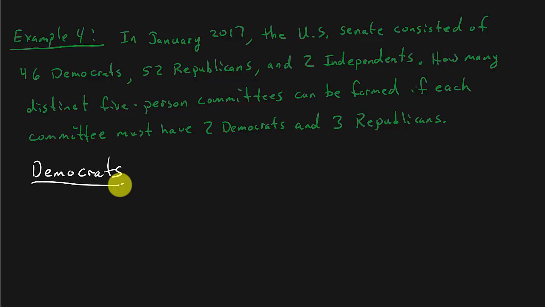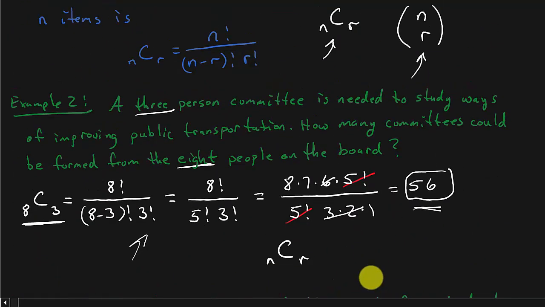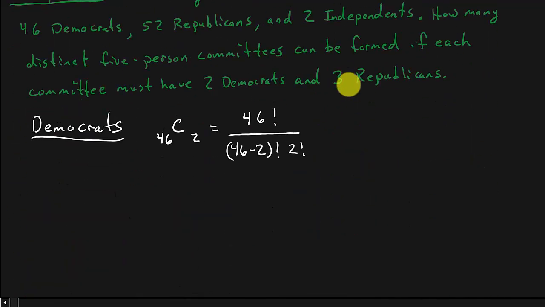So for the Democrats, that is a combination, and there are 46 Democrats. And how many am I choosing? I'm choosing 2 of them. Okay? So this is equal to 46 factorial over 46 minus 2 factorial times 2 factorial. All I'm doing is taking this and plugging it into the formula here. That's all I'm doing. Okay. See, the 46 is N, and the 2 is R.